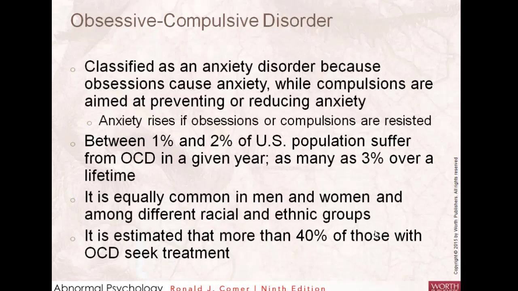It's roughly equal among different racial and ethnic groups. About 40% of people who have OCD seek treatment. That's actually a pretty high number. And I think it's because of the severe nature of OCD sometimes, and also perhaps because of the public nature. If people see you doing the compulsion, then they might call you out on it. Whereas maybe some of the other things, generalized anxiety disorder, may not be as obvious. OCD might be a little easier for other people to recognize.